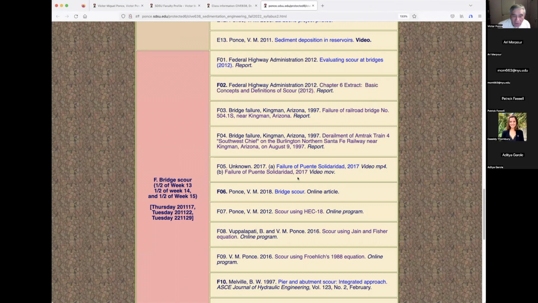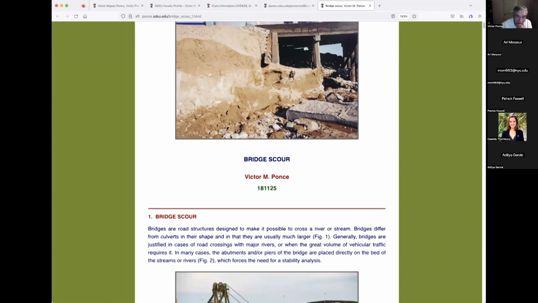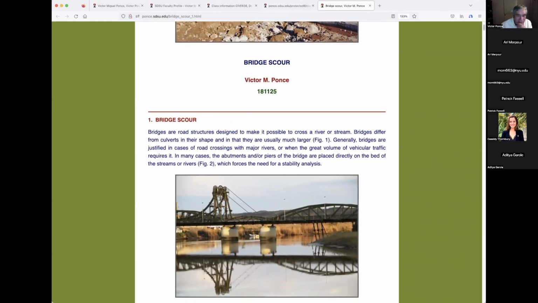Okay, so now that we finished with those pictures and stories on the case studies, we're gonna go on to this document F06, which is called Bridge Scour. It's an online article that was put together by me about 3 or 4 years ago, particularly for teaching this class, okay? And the first thing I do is show the only direct, practical experience that I had with Bridge Scour, the one in Kingman. So let's take a look at what I said in here.